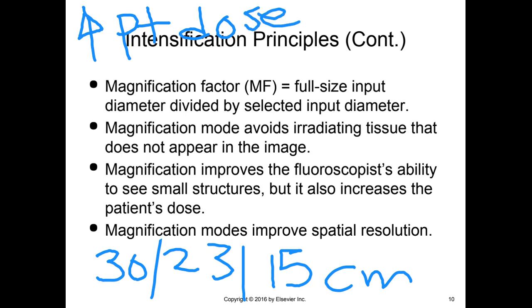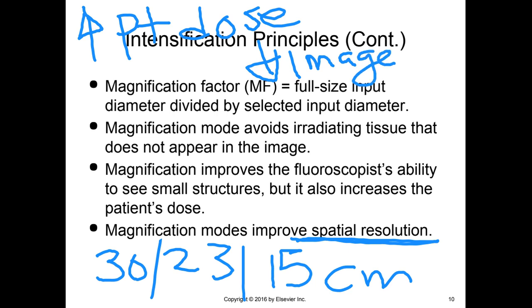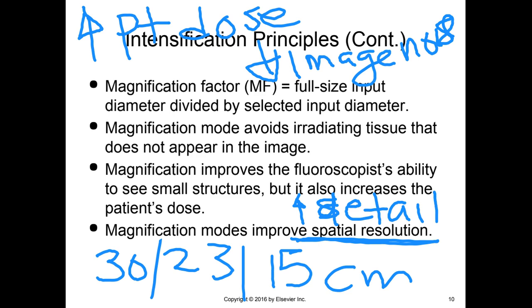Also, mag mode will assist or improve our spatial resolution. So you're going to potentially have less image noise. We're also going to have increased spatial resolution. I'm just going to use the old term, that's detail, increased detail. And last but not least, we're also going to have improved contrast, because we're magnifying that object.